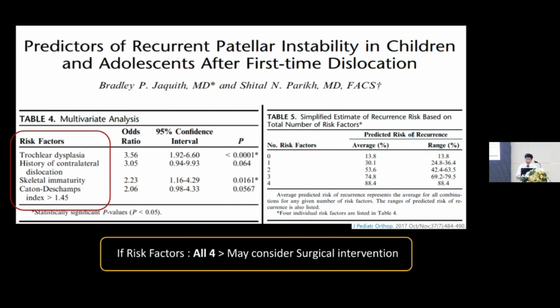Next, we have the predictive factors for recurrent patellar dislocation after a first-time dislocation in children that can help determine which treatment is appropriate, conservative or surgical. This study found 4 factors: trochlear dysplasia, history of contralateral dislocation, skeletal immaturity, and Caton-Deschamps index more than 1.4. If all 4 risk factors are present, the recurrence rate is very high, up to 88.4%, and they suggest that surgical treatment may be considered.